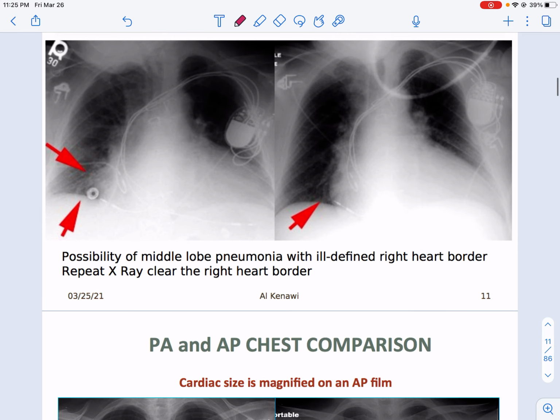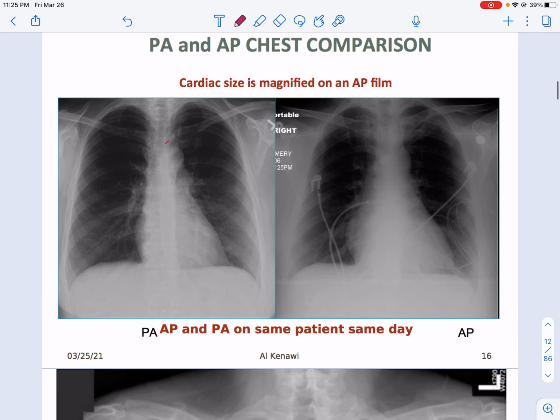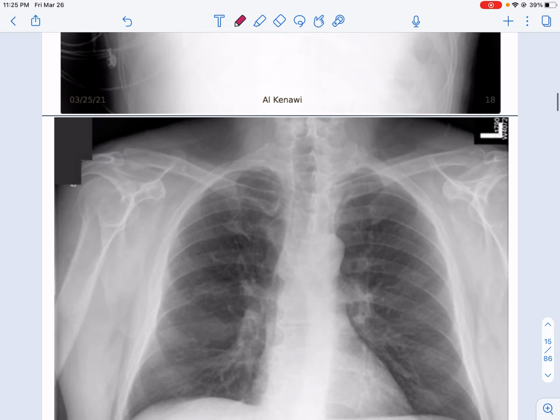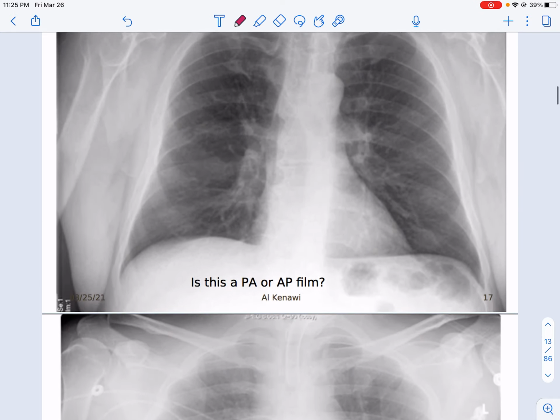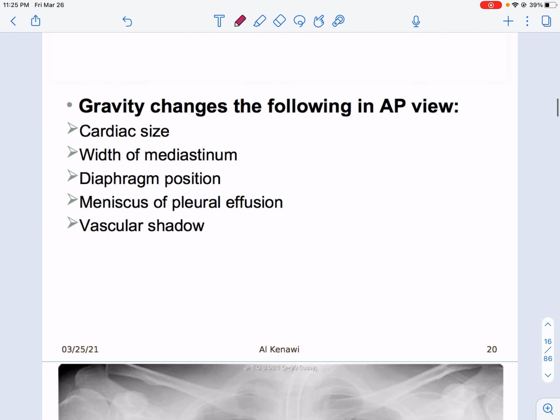And in this picture, we can see that the patient has many monitoring devices. We're going to go first to the gravity change from the AP view to the PA view.